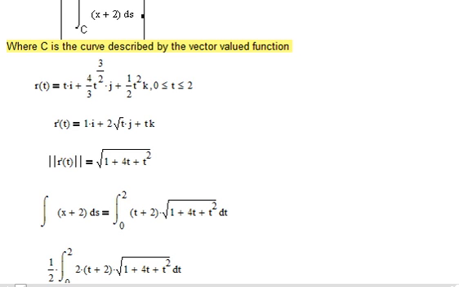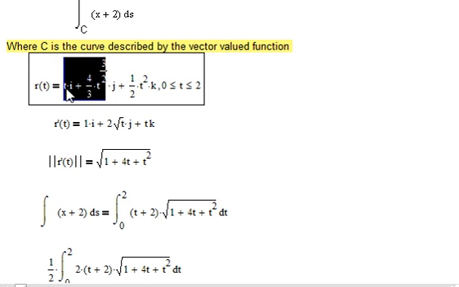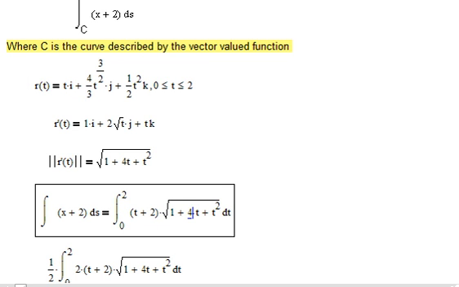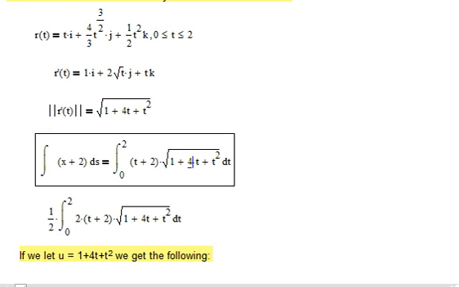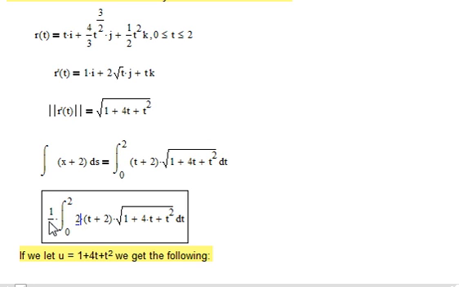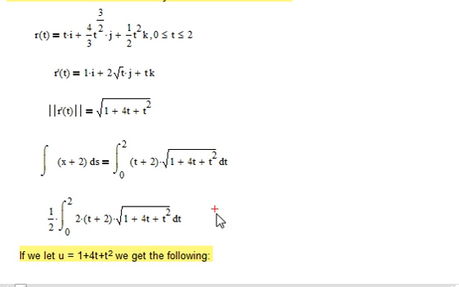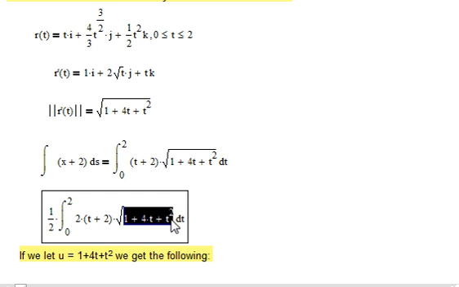Well, x equals t, right? That's t times y, so x equals t. So that becomes t plus 2 times the square root of 1 plus 4t plus t squared, which looks like it's going to be a really hard integral, but it turns out if you multiply by 2 and multiply by 1/2 at the same time, then the derivative of this inside part is really just 2 times t plus 4.